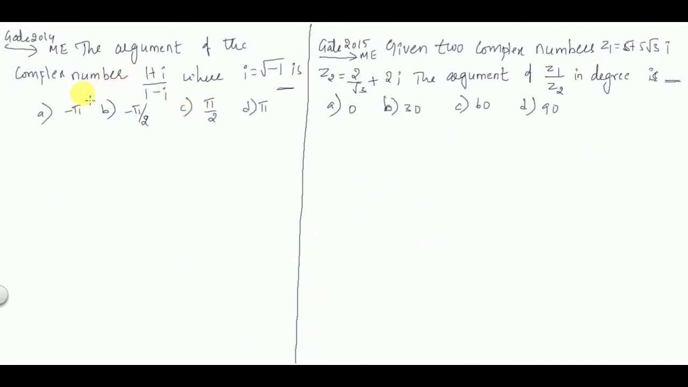So next we'll see two more problems based on the argument concept. He has asked to find the argument of a complex number, and similarly the arguments of two more complex numbers are given, and he has asked to find the argument of z1 by z2.